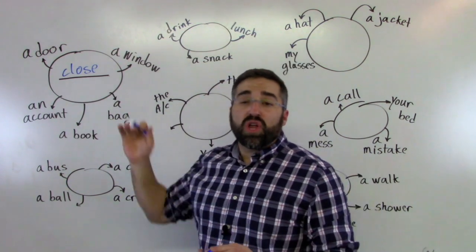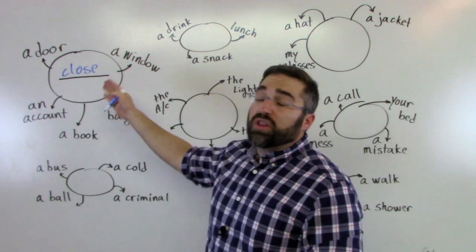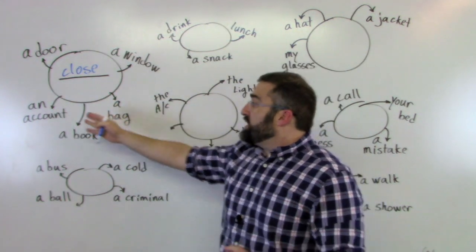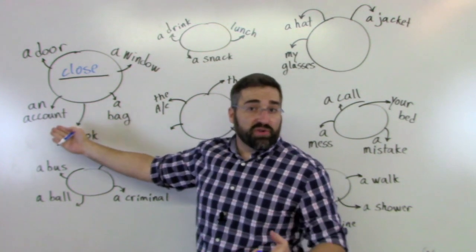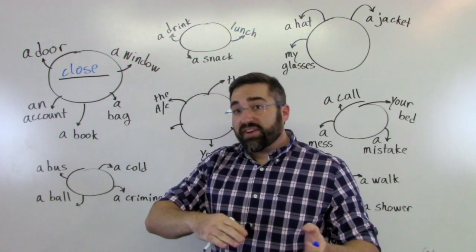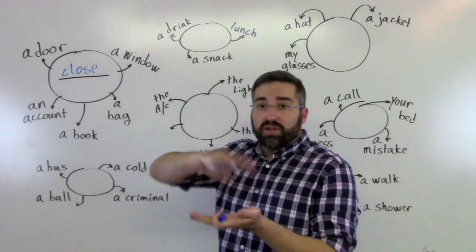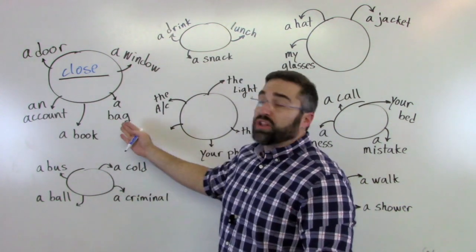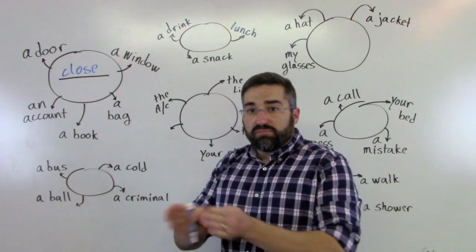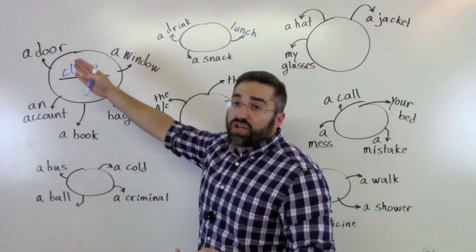How about close a window or close a door? Perhaps we could close an account. If we go to a bank, we can have an account and we want to close our account. Close a book, right? We can close a book. Close your bag, right? Or shut it, right? So we can close all of the things.